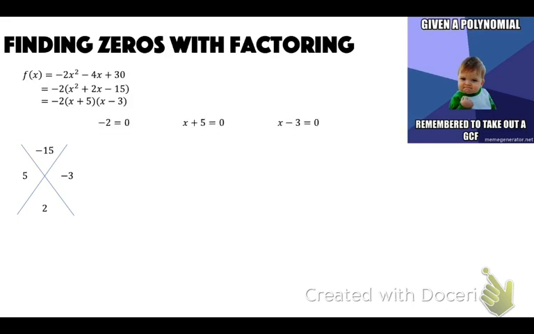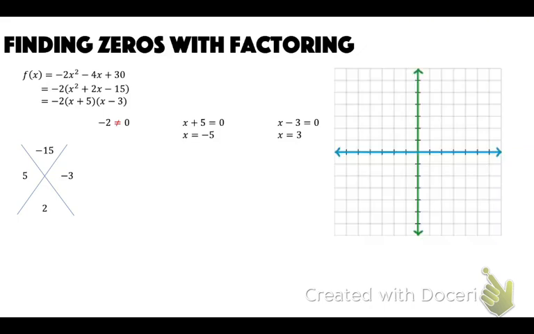So then I'm just going to set all of that equal to 0. Negative 2 cannot equal 0, so we don't even have to worry about that one. For x plus 5, I'm going to subtract the 5. I get x equals negative 5. Then I'm going to add the 3 for this one, and I get x equals 3. And then we're just going to put those on the graph, so negative 5 and positive 3.